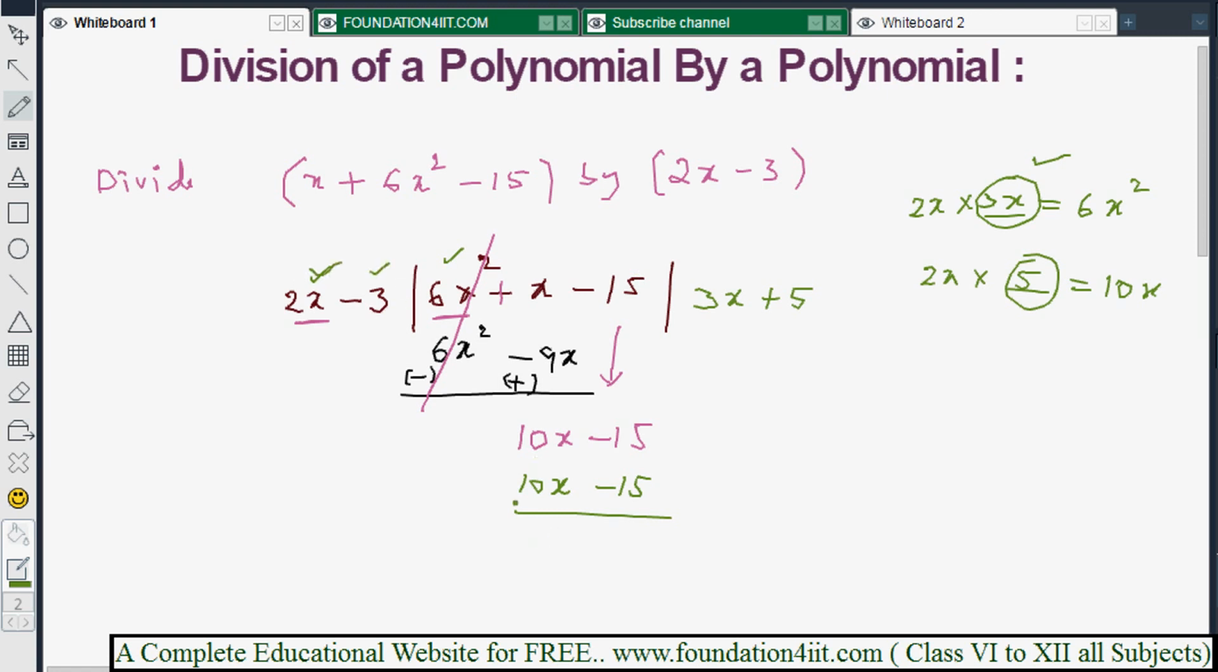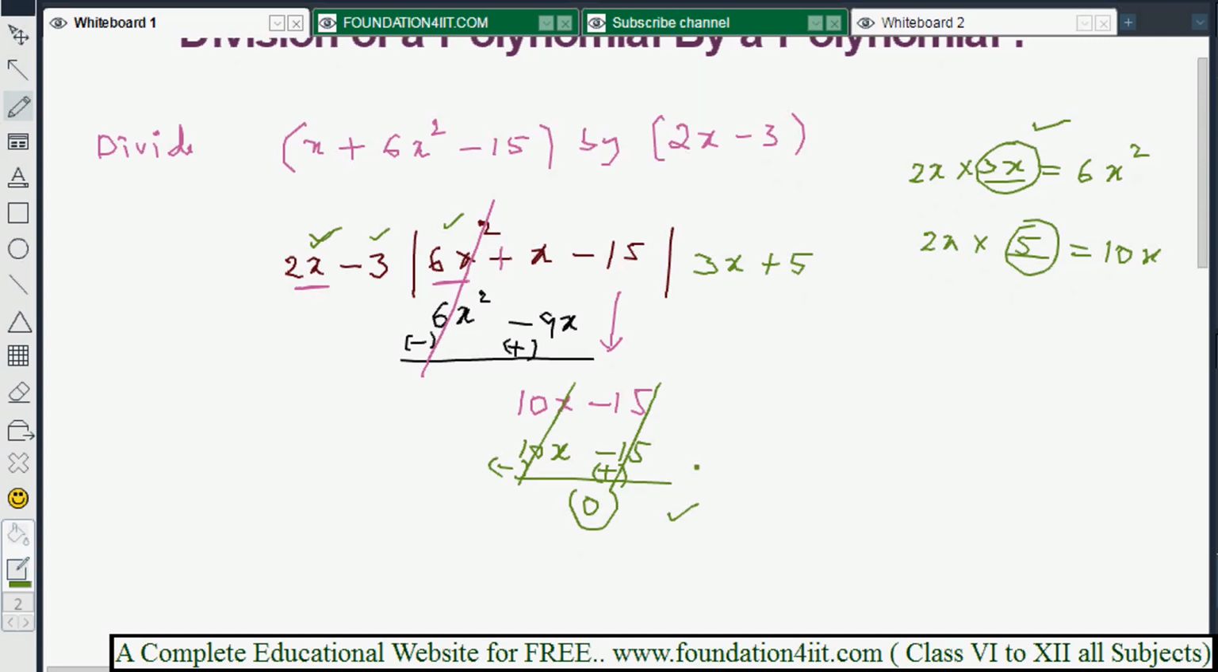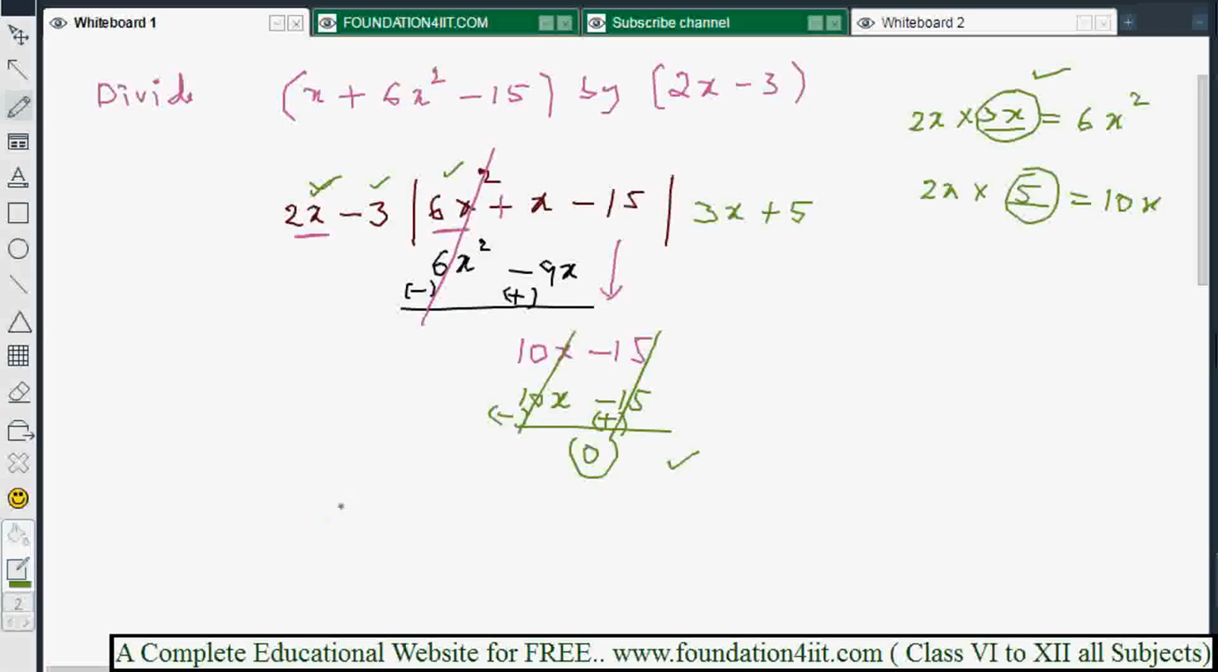Write it down. Now change the sign. Minus 10 plus 10x becomes minus 10x. This is plus 15. Plus 10x minus 10x cancel. Minus 15 plus 15 cancel. 0. So the remainder is 0. When you do the division of 6x square plus x minus 15 divided by 2x minus 3, we get the quotient 3x plus 5.